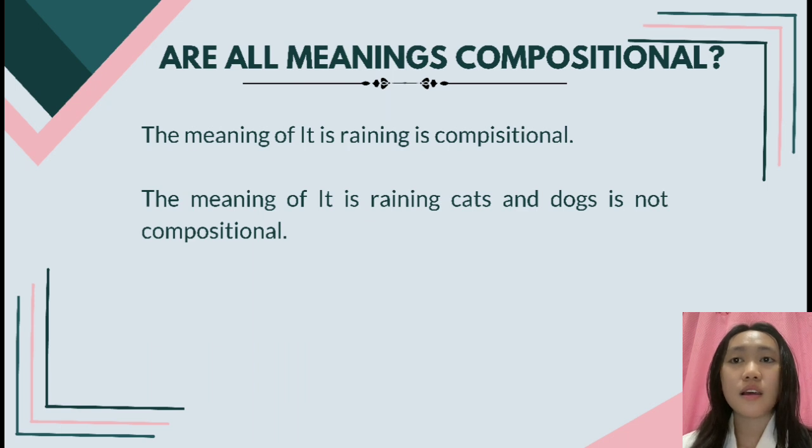While "it is raining cats and dogs," however, is an idiomatic expression, and its meaning of heavy rain is not directly related to the literal meaning of cats and dogs. So this phrase does not follow the compositional principle. Its meaning comes from cultural usage rather than the literal combination of words.